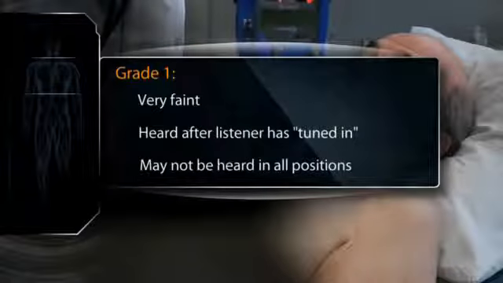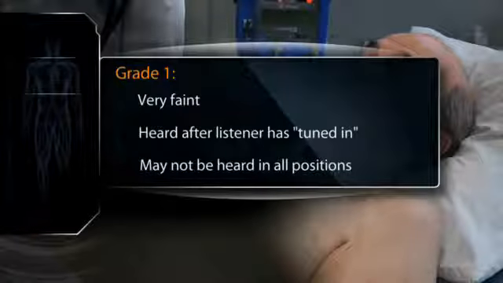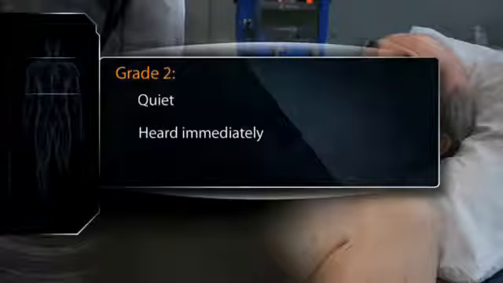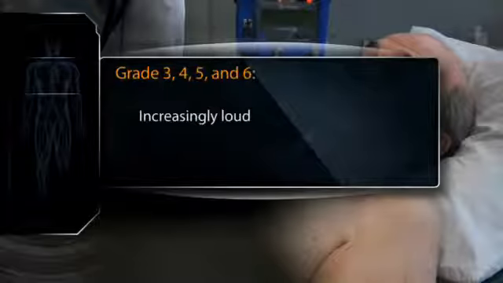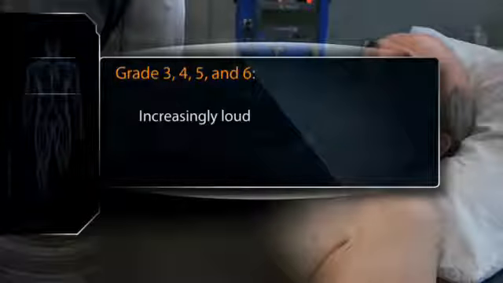Using the 6-point scale, grade 1 indicates a murmur that is very faint and heard only after the listener has tuned in. It may not be heard in all positions. A grade 2 murmur is quiet, but heard immediately after placing the stethoscope on the chest. A grade 3 murmur is moderately loud, and grades 4, 5, and 6 by definition have an accompanying palpable thrill.